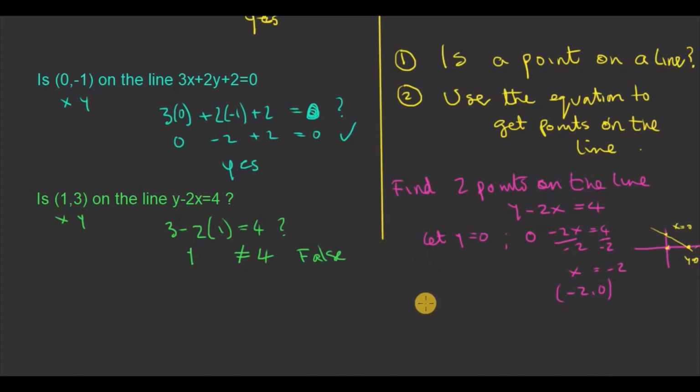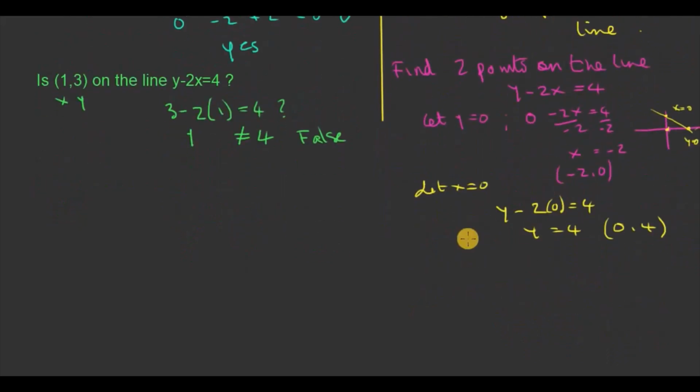To get another point on it, what I can do is let x equal 0. And when I do that, I get y minus 2 times 0 is equal to 4, and that means y is equal to 4. So my coordinate now is 0 comma 4. I don't have to use x equals 0 or y equals 0. I could let it equal some other number. Very briefly, let x equal 1, for example. Then I get y minus 2 times 1 is equal to 4. So y minus 2 is equal to 4, which means y is equal to 6. So this coordinate is going to be 1 comma 6.